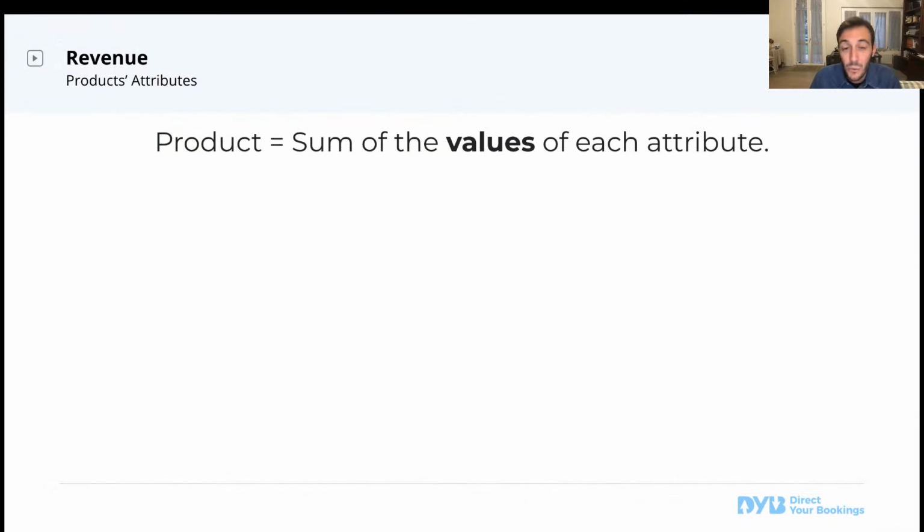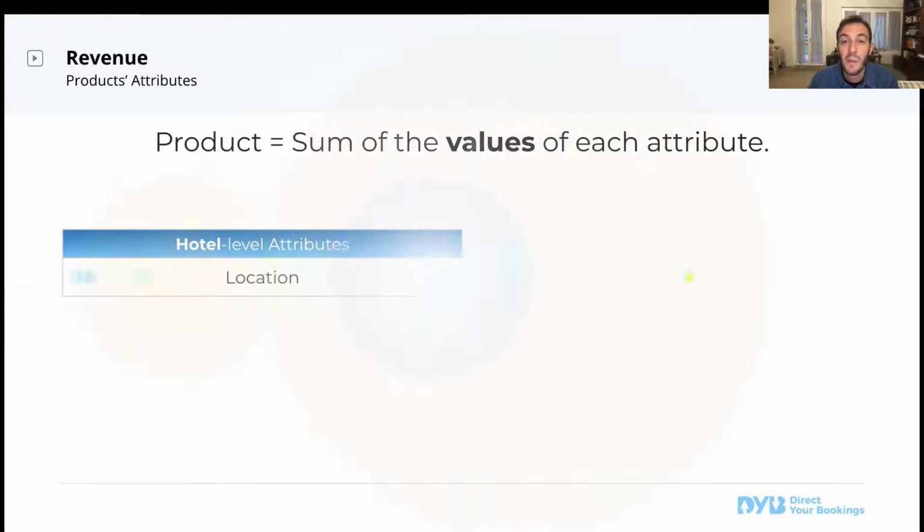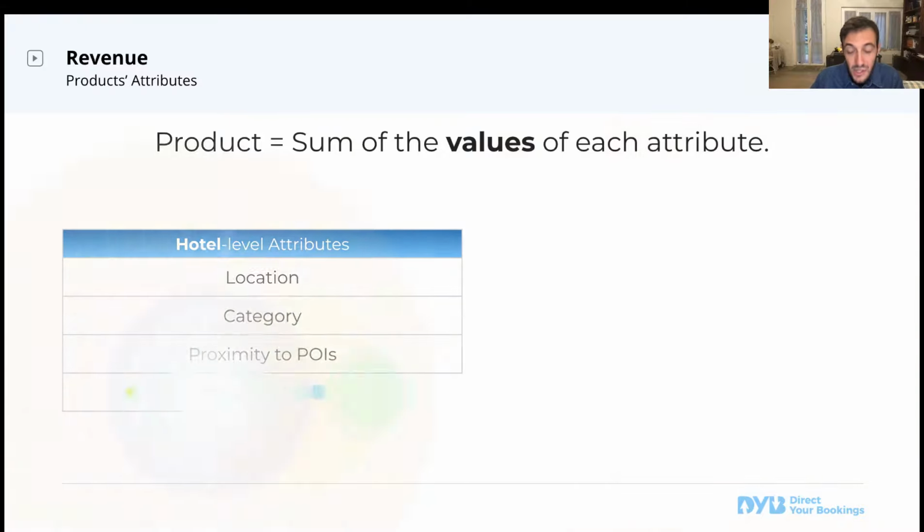Attributes are at two levels: hotel level attributes and product level attributes. Hotel level attributes may be location, category of the hotel, so the number of stars, for example, proximity to certain points of interest, hotel services, hotel amenities. There may be many more, but these are actually the most important ones.